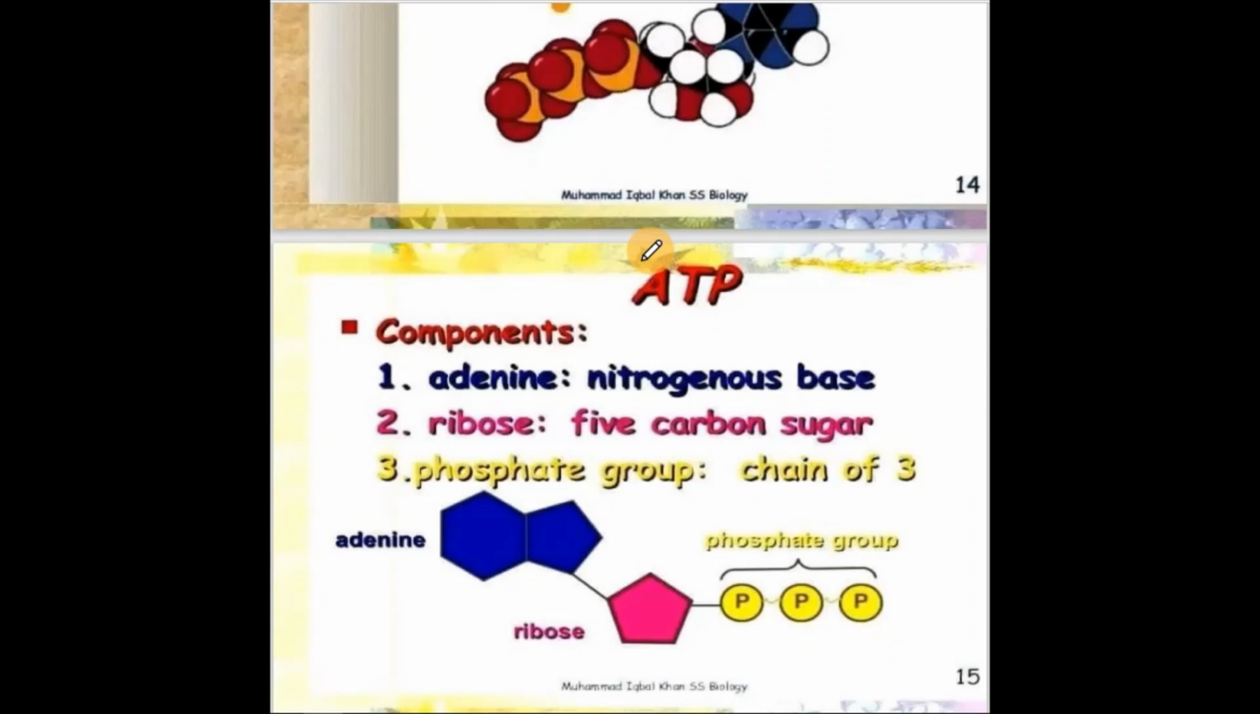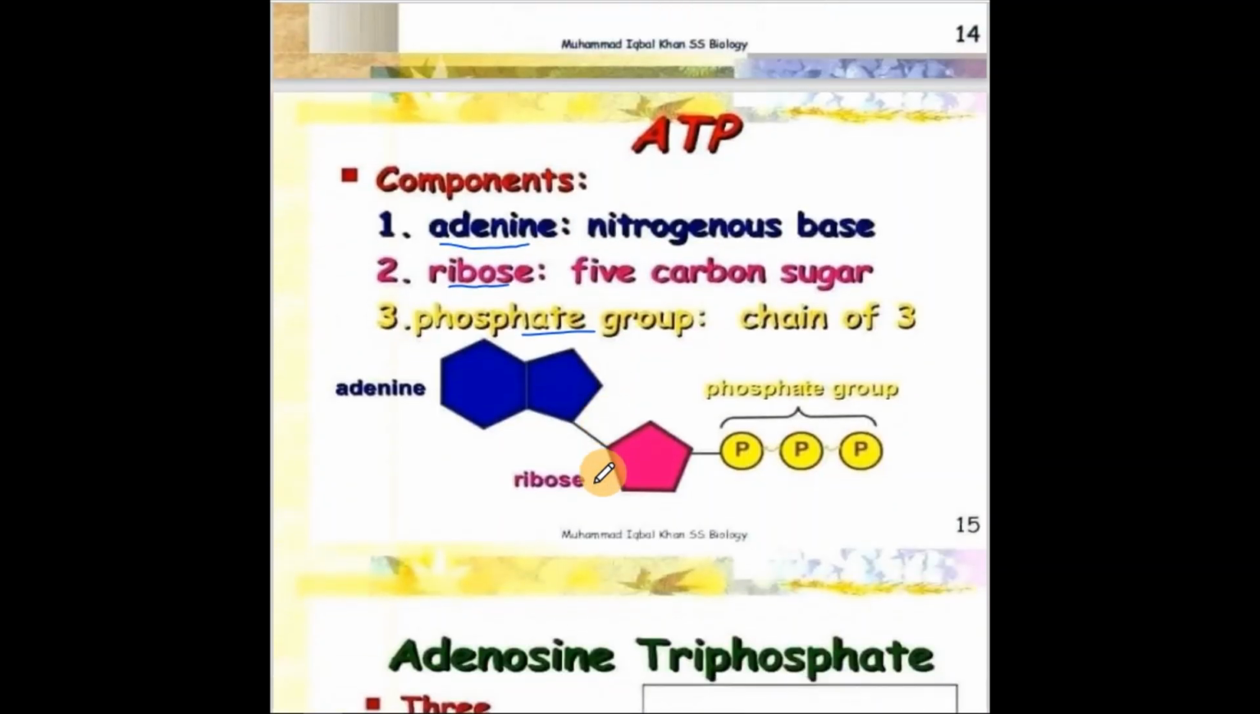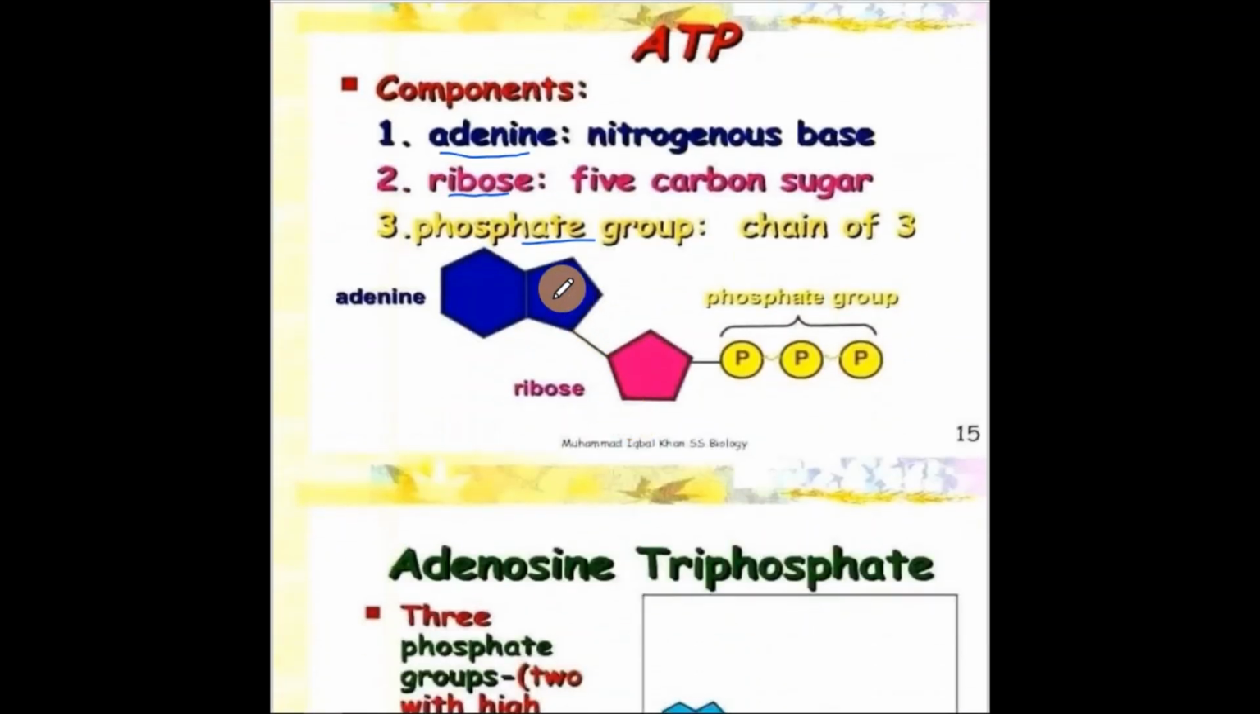It has three main components. It has a nitrogenous base, which is called adenine. It has a 5-carbon sugar, which we call ribose, and it has a chain of 3 phosphate groups. So it has an adenine, ribose, and what we call a phosphate group. This is how it looks. So it has a nitrogenous base, a sugar, then 3 phosphate groups. Now this compound is a complex compound in which the body stores energy.